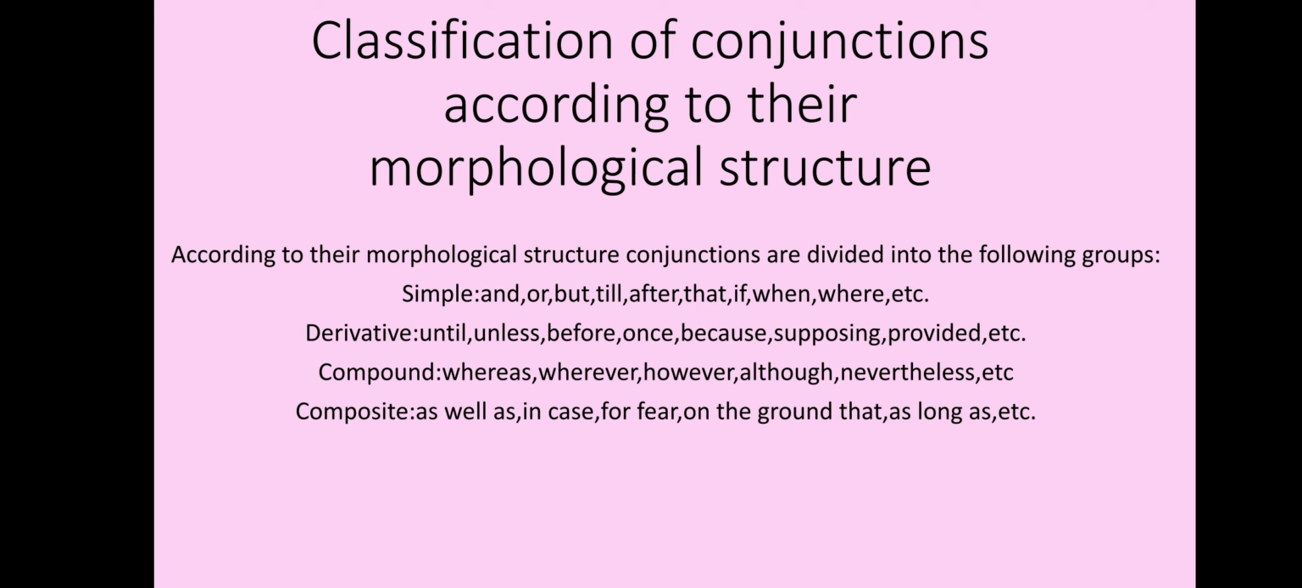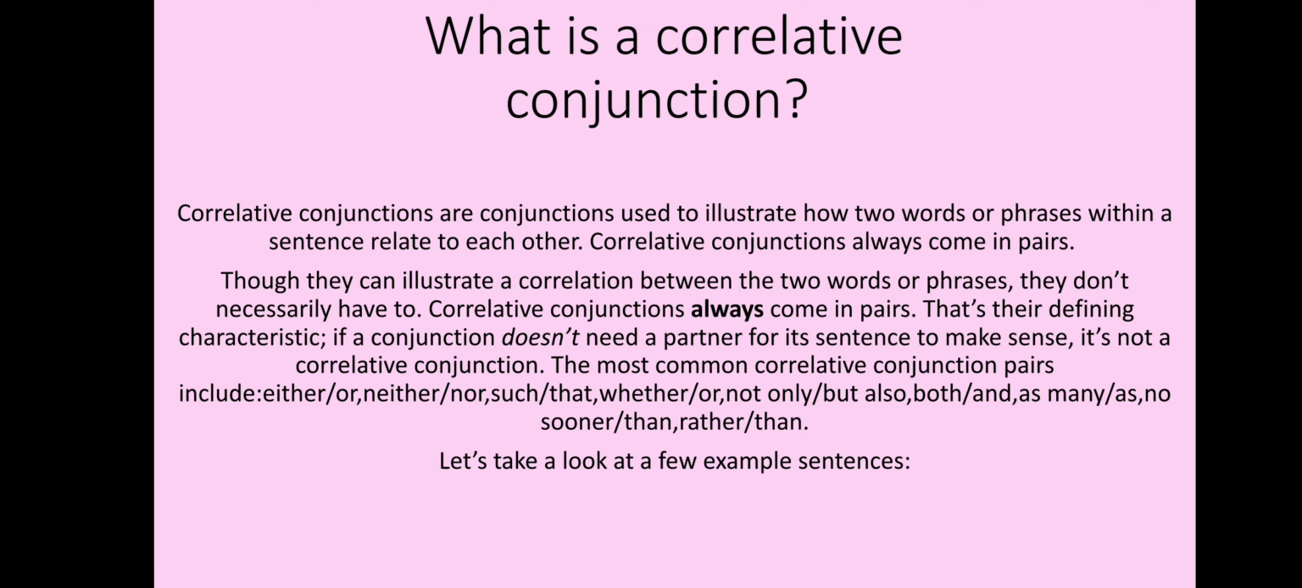According to their morphological structure, conjunctions are divided into the following groups: simple: and, or, but, till, after, that, if, when, where. Derivative: until, unless, before, once, because, supposing, provided. Compound: whereas, wherever, however, although, nevertheless. Composite: as well as, in case, for fear, on the ground that, as long as.